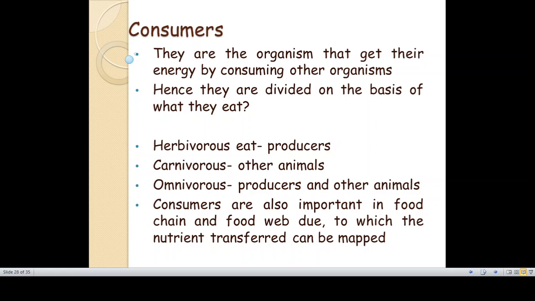So when we talk about consumers, it is important that the food chain should always be maintained. The reason is that nutrients are being transferred and then they can be mapped. Nutrients do not jump from one level to another level. Rather, they are transferred step by step. So when the plants produce the energy, it has a maximum weight or mass.